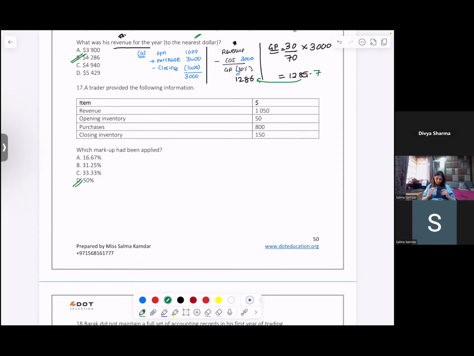Next one is 17. Revenue is 1050. Your opening inventory is 50 plus purchases, which is 800. So this is 850. Then you minus your closing inventory of 150, which gives you 700. So 700, and then your gross profit comes out to 350. 350 upon 700 times 100 equals 50%. Okay.